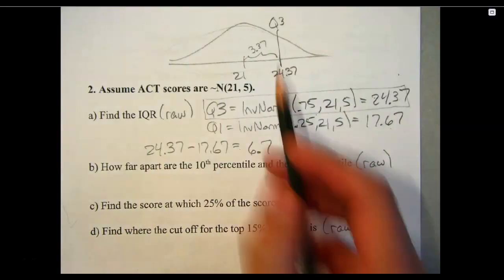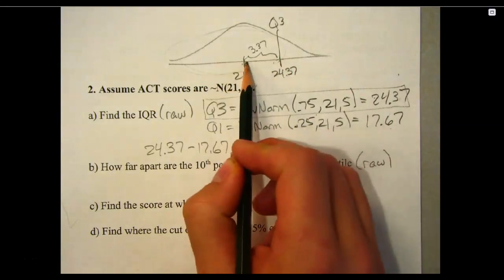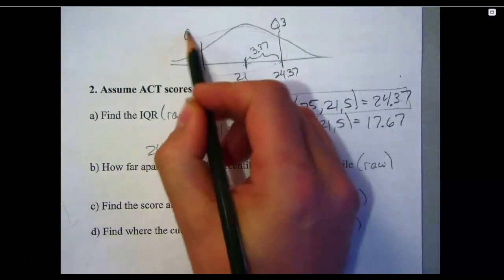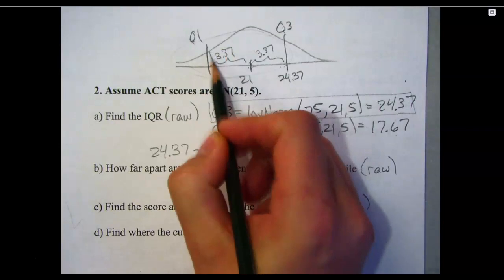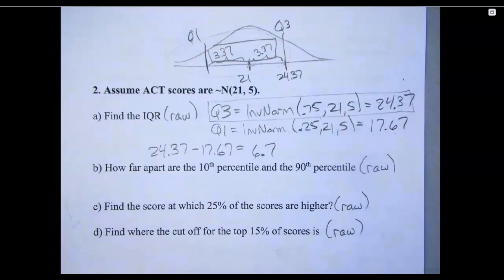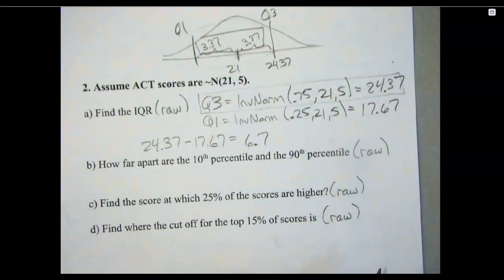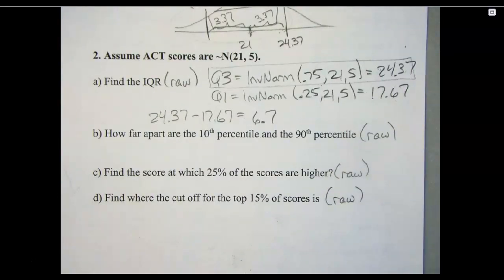But I could say, okay, well, how far away is Q3 from the mean? It's 3.37. So how far away is Q1 going to be from the mean? 3.37. And then the IQR is just adding those two numbers up. So that's kind of a shortcut way around it. If that makes sense and is easier to you, great. If it doesn't, you're good. Question on it?